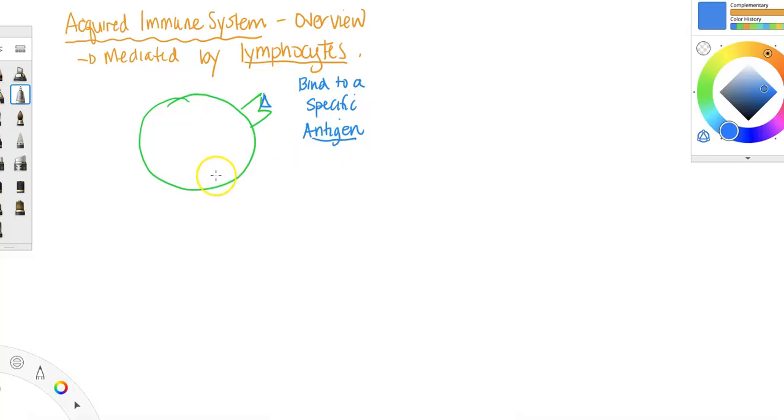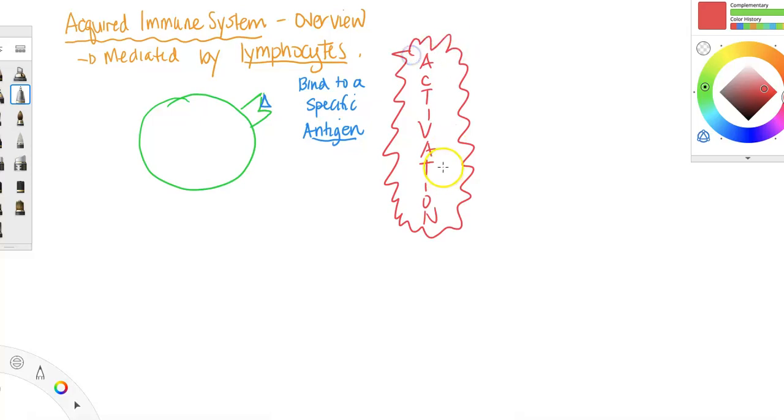Once it binds there, unfortunately, that is not enough, okay? So it has to go through activation. Something's got to activate it in order for it to work. Okay, so once it's activated, then we get a response.